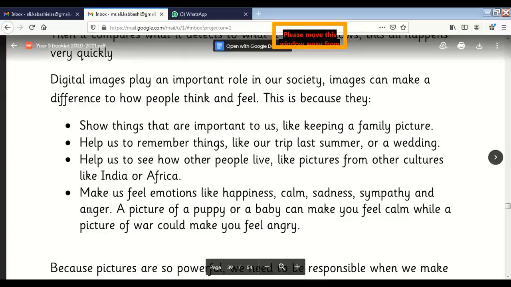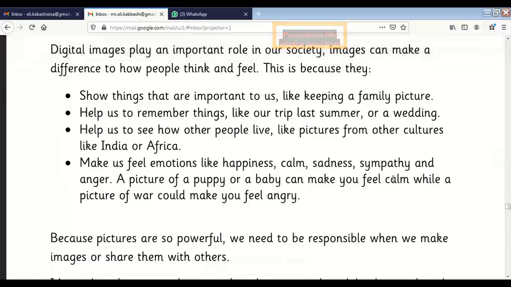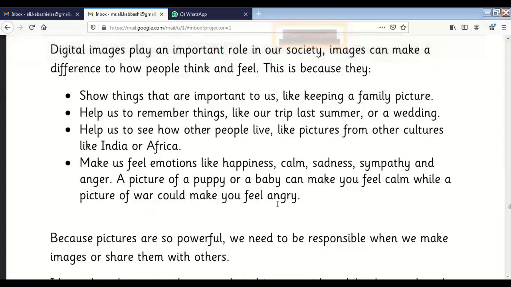And anger is when you see a picture of war or violence or something really bad, and you get the feeling of anger. For example, a picture of a puppy or a baby can make you feel calm, while a picture of war could make you feel angry.